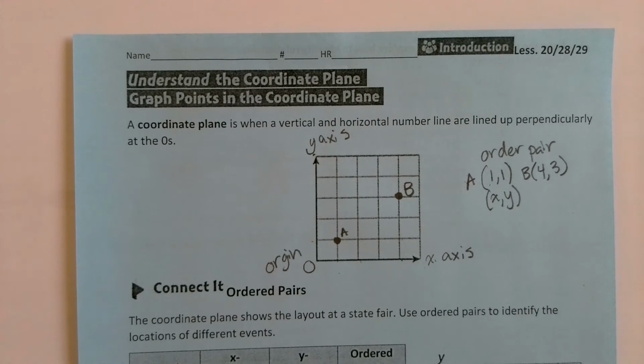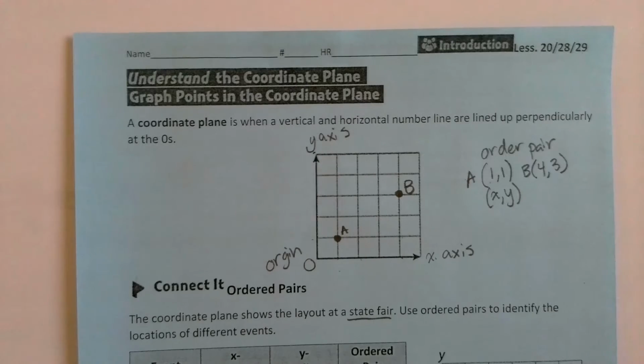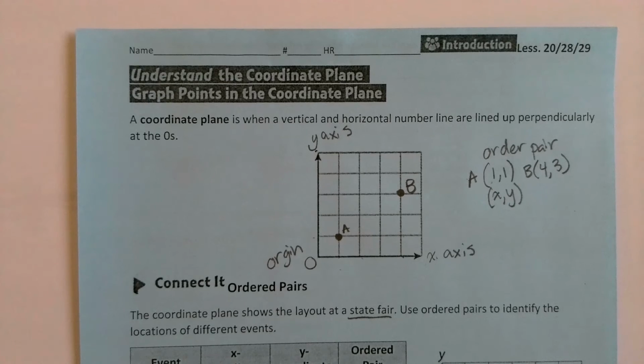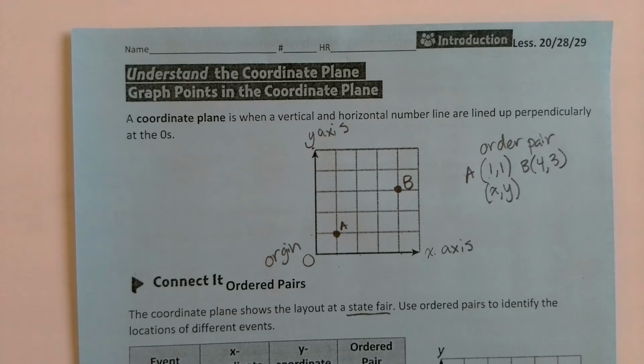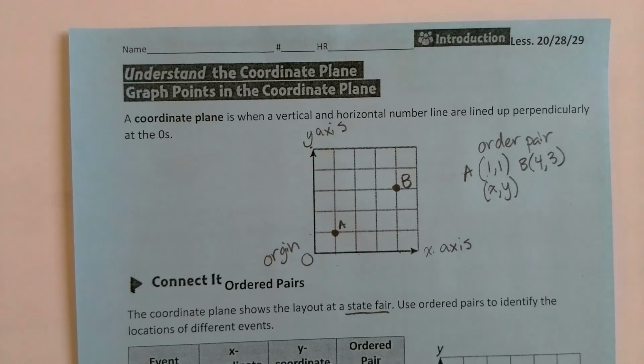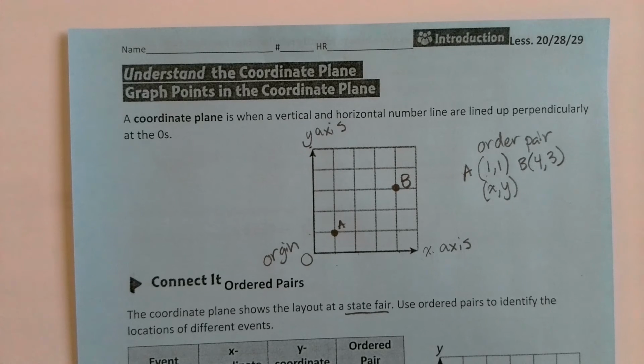So let's look at this in a story problem situation. The coordinate plane shows the layout of a state fair, kind of like a map. Use the ordered pairs to identify the locations of different events. So it looks like we need to figure out where face painting is and the snack stand is. So the face painting, the x coordinate is where? How many times over is the face painting? So the x should be 2. Then how many up the y-axis is face painting? You can see it intersects with the 3. So the ordered pair, with parentheses and a comma separating them, is 2, 3.